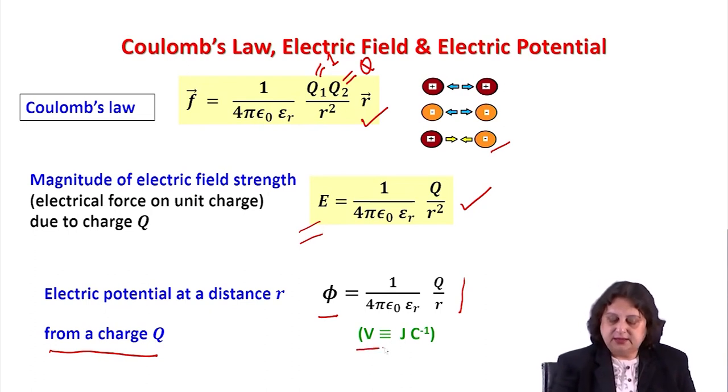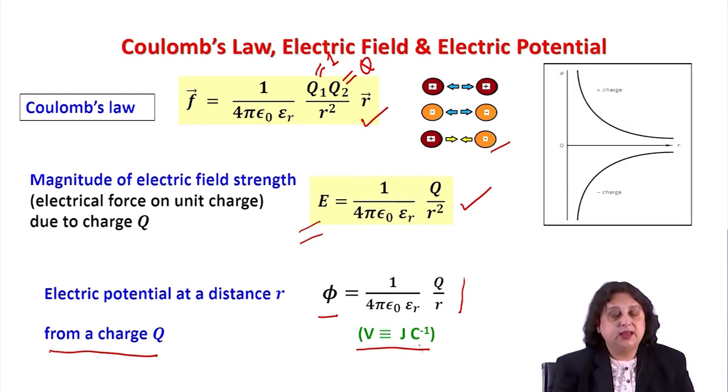Here the unit of the potential is joules per coulomb. Now, if I plot phi as a function of r, I understand that the magnitude of phi, that is the electric potential, would depend on whether I am at a distance r from a positive charge Q or a negative charge Q.